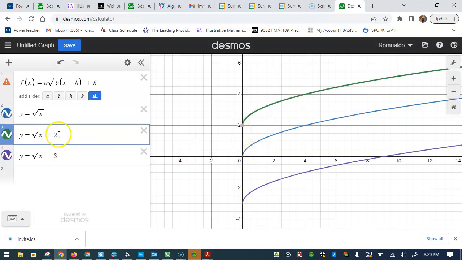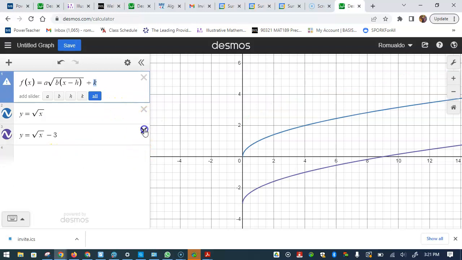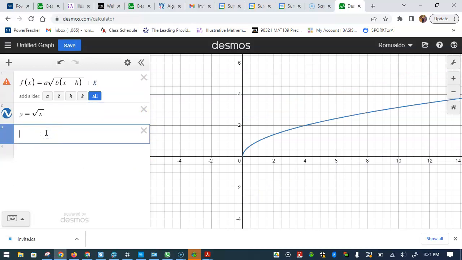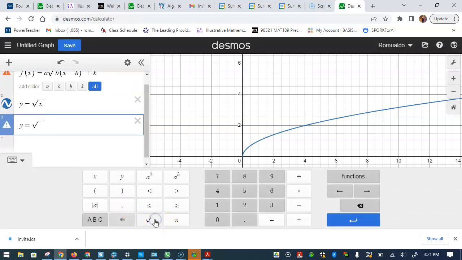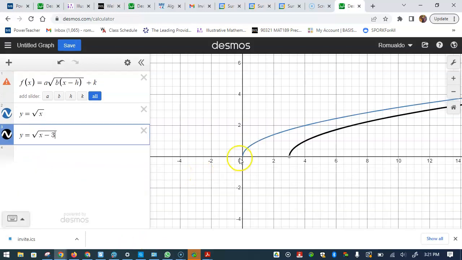Now I'm going to take this off and see what happens if I change this h. So let's put b is 1, a is 1, and k is 0. So no more horizontal, no more vertical shifts. Let's start with y equals the square root of x, and inside I'm going to write minus 3. And one can see that the graph has shifted three places to the right.